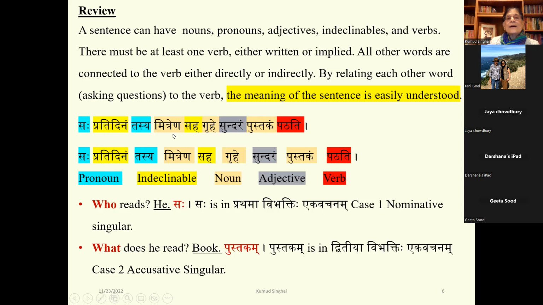So the first question naturally you will ask, who reads? He. Saha pathati. He reads. What does he read? The answer will be the object, book. Pustakam. So pustakam is in dutiya vibhaktihi ekavachanam, or case 2 accusative singular. It could be 2 books or many books. In here it is a singular 1 book. So saha pustakam pathati. He reads a book.